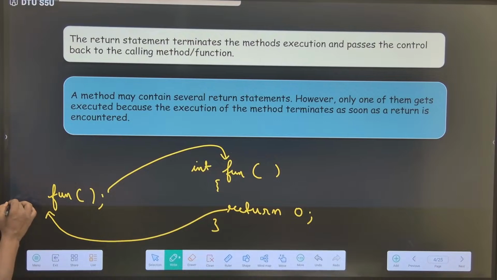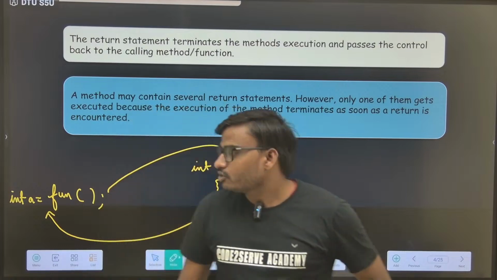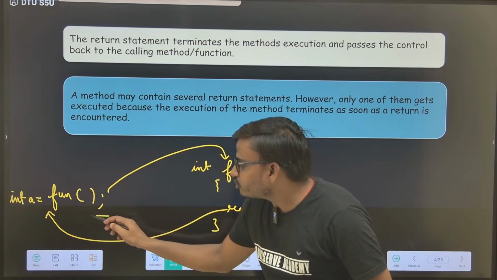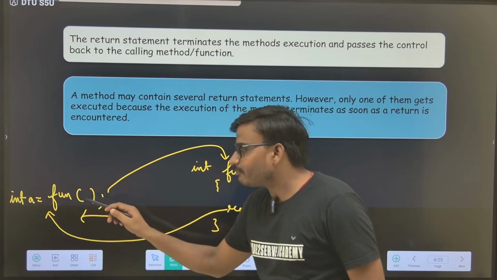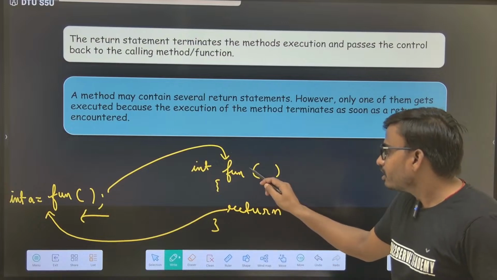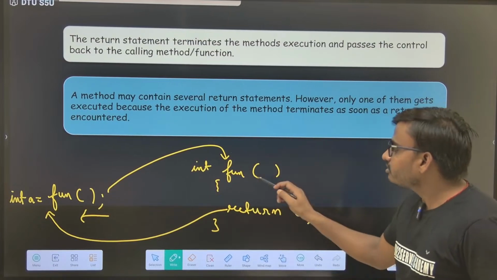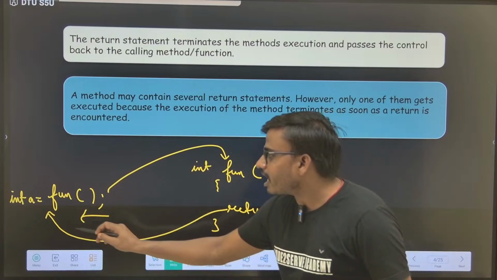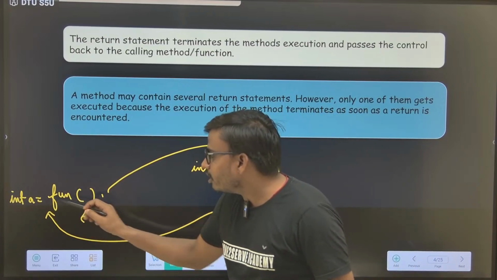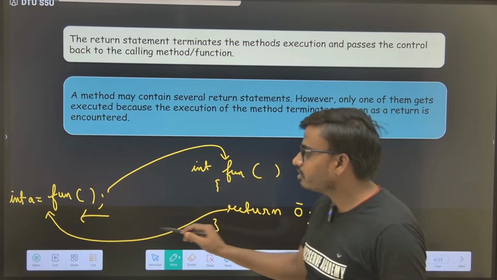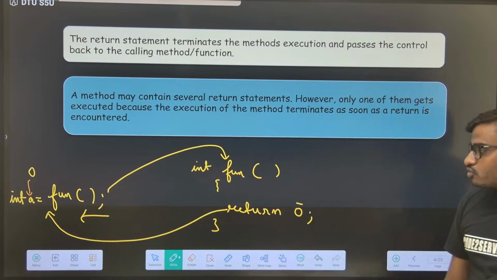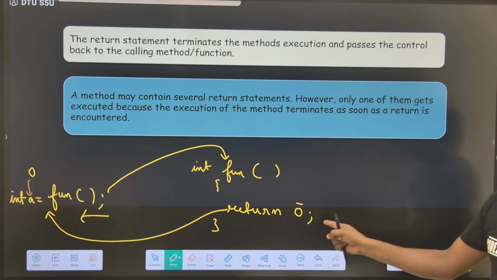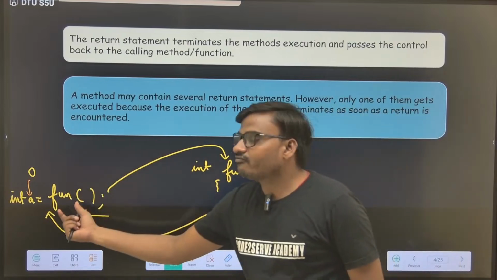Now suppose you initialize int a is equal to function. So what happens? First the function call will happen. The line execution will happen from this side. First the function call will happen, the control will go to this function. Then when it encounters return, the control is returned back to here. That means whatever value was returned, 0 was returned, so this 0 will be initialized to this. Whenever it encounters return, it will return that value to where it was called.